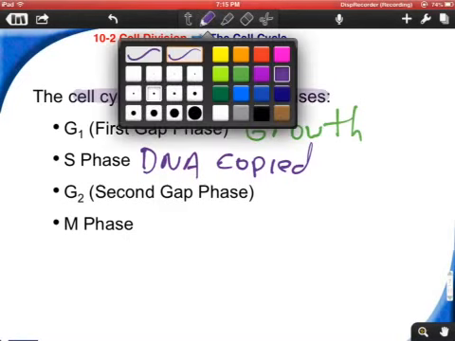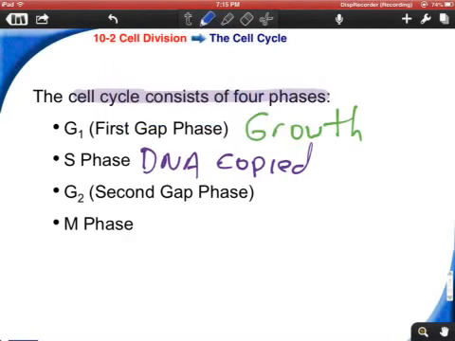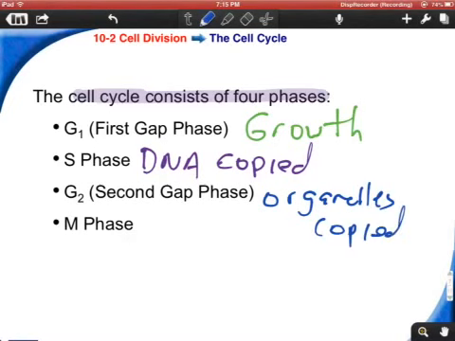Now, the other part of the story is what's going to happen in the G2 phase. And this is where the organelles are copied. And so the organelles must be copied to ensure that if the original cell had 3 mitochondria, each new cell also has 3 mitochondria.